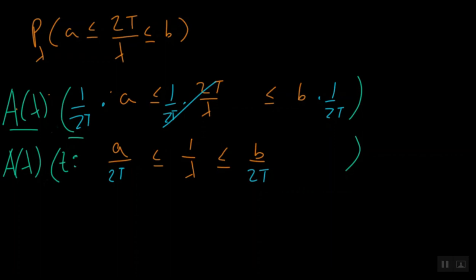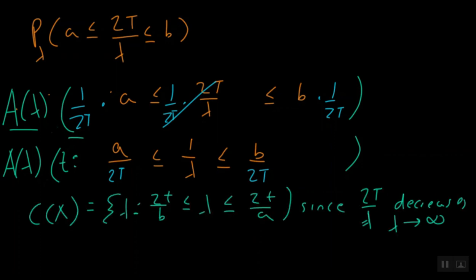Now this is where we're going to use our inversion test method. Once we invert this, we get our confidence set for lambda such that 2T over B is less than or equal to lambda, less than or equal to 2T over A. And since 2T over lambda is decreasing as lambda is increasing, this is why we saw that our B and our A switched. And this concludes our gamma pivot example.